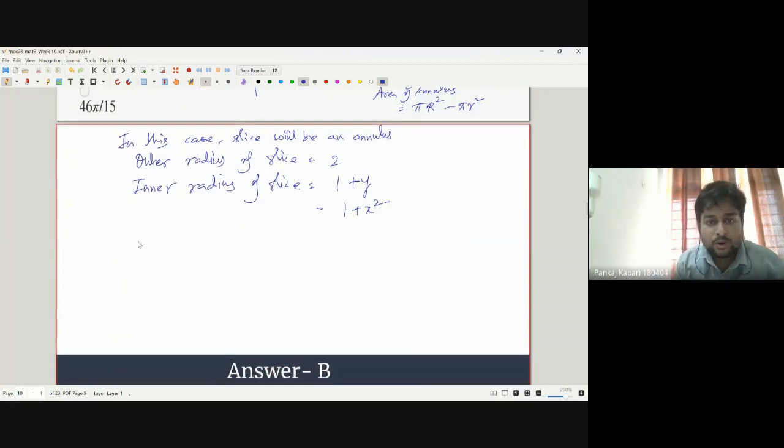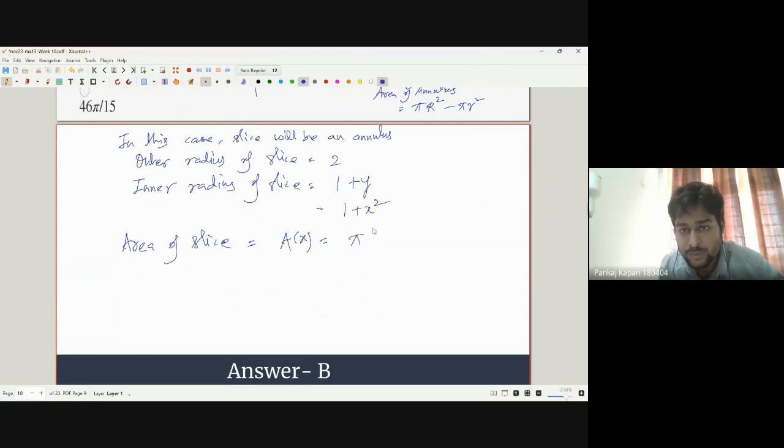And now you can calculate the area of the slice. What is the area of the slice? Let's call it A of x. It will be pi r square, so the outer radius squared, which will be 4, and then subtract the square of 1 plus x square. So this will be our area.